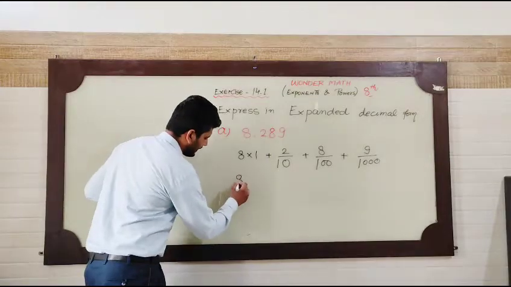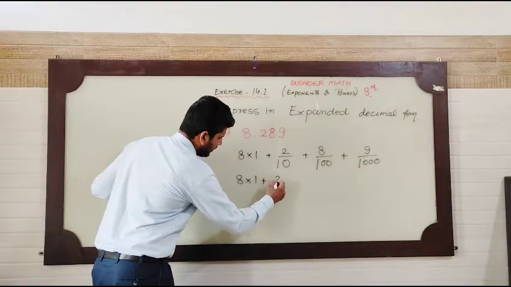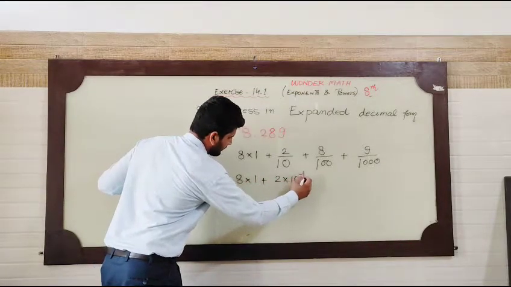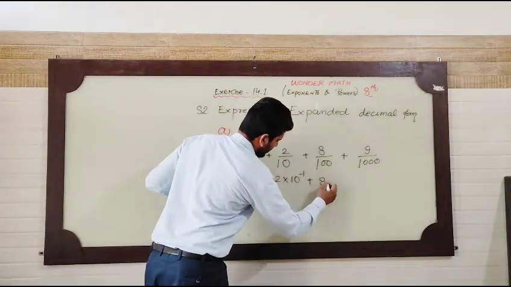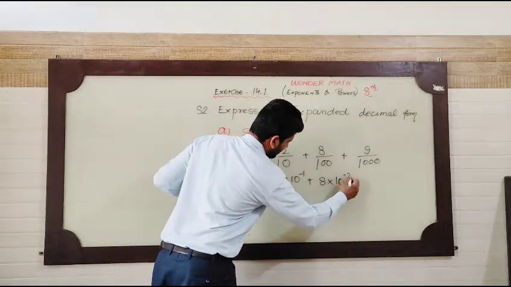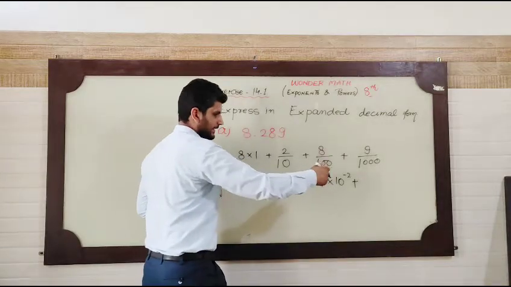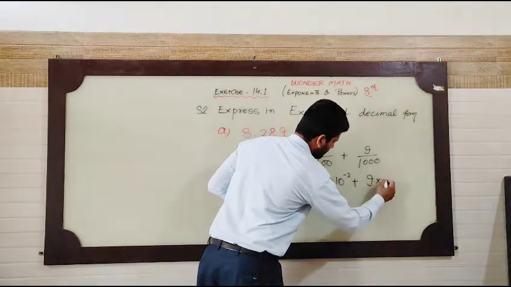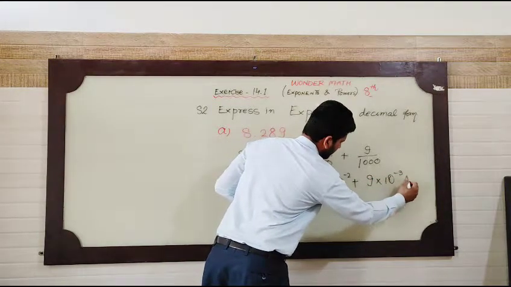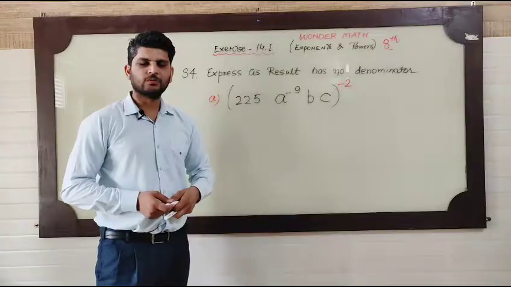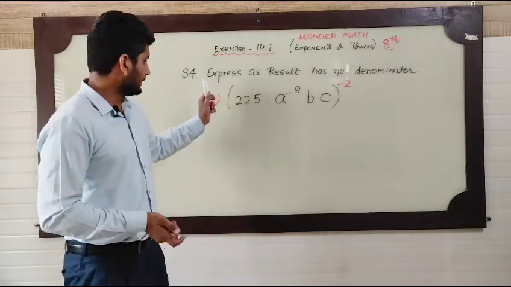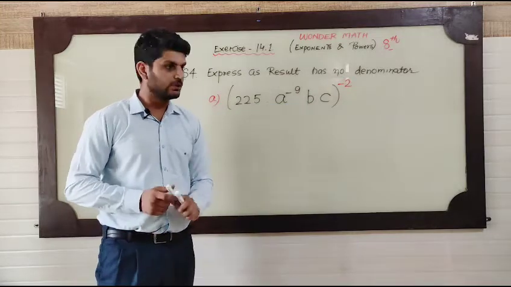This can be written in expanded form as 8 into 1, 2 into 10 power -1, plus 8 into 10 power -2, because 100 can be written as 10 square, plus 9 into 10 power -3. So S3 you can do by yourself. This is S4. Express the result with no denominator.